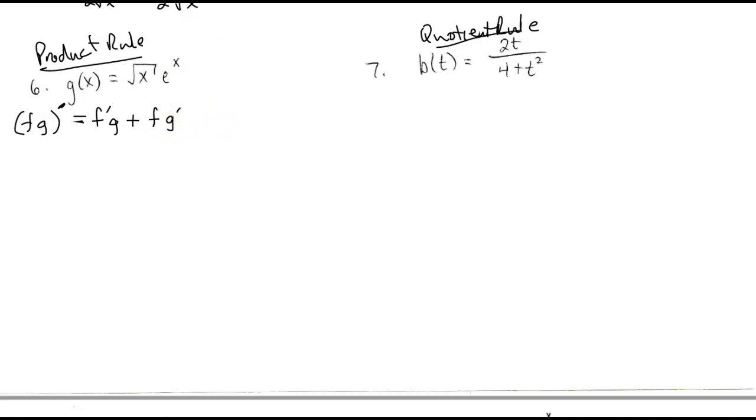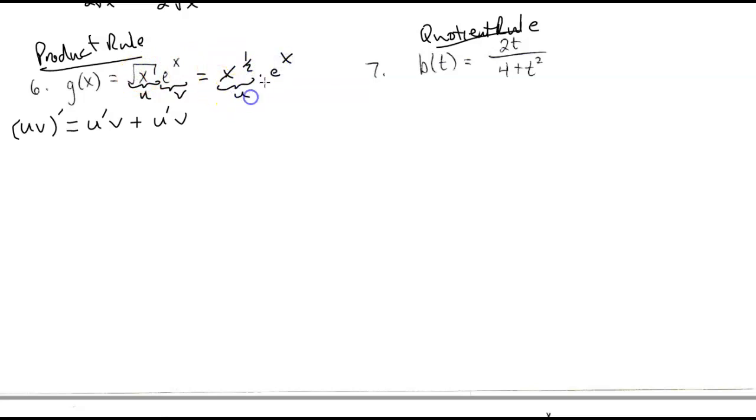Actually, I'm going to rewrite that since I already have this name g of x. I'm going to write it in terms of u and v, just so that it's not confusing here. So if I have a product of two functions u and v, it will look like this. So we're going to let square root of x be our u and let e to the x be our v. And to make life easy for ourselves, we're going to rewrite square root of x as just x raised to the 1/2. So now this is my u, that's my v.